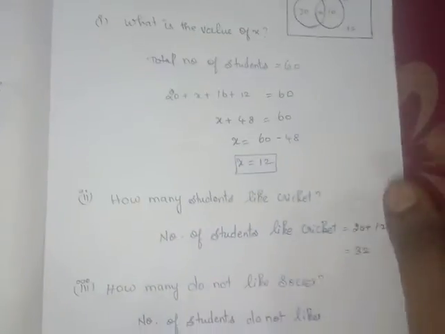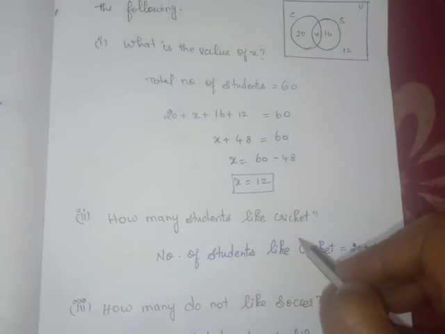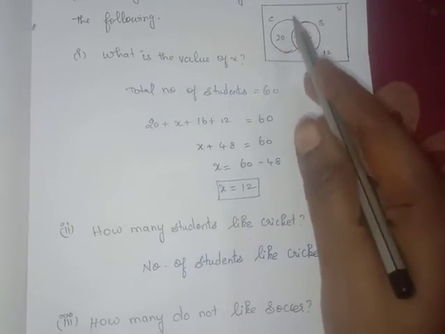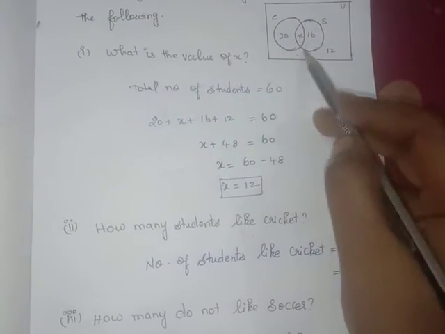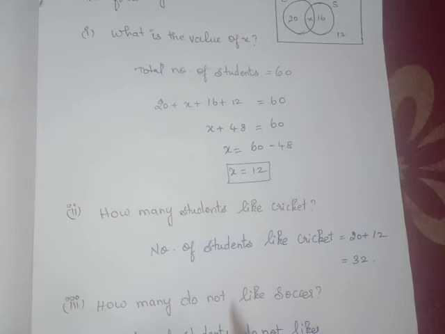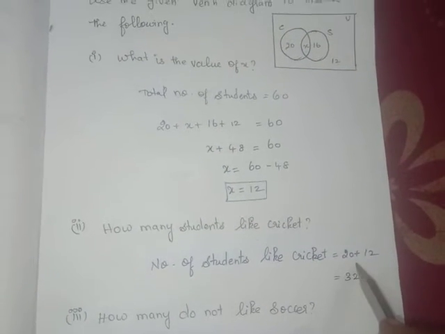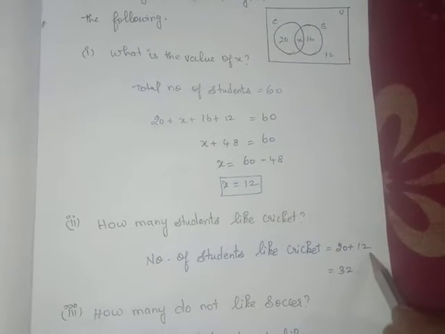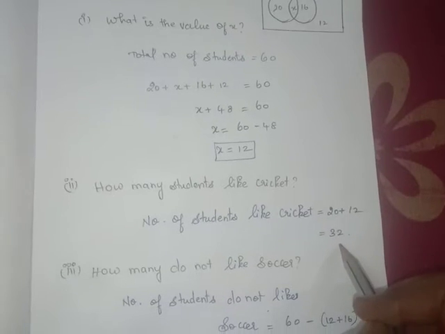The next question: how many students like cricket? Cricket means this circle is nothing but cricket, and this circle has 20 and x. So the number of students who like cricket is equal to 20 plus x, where x is 12. So 20 plus 12, 32 students.